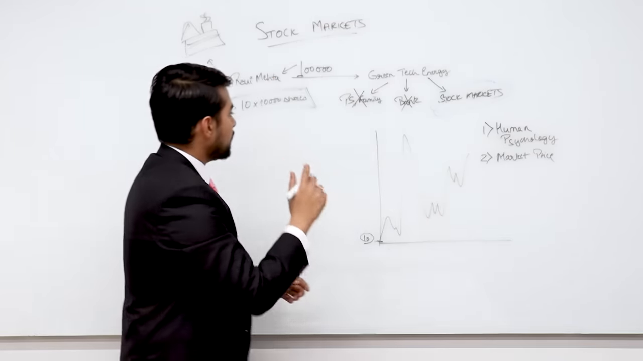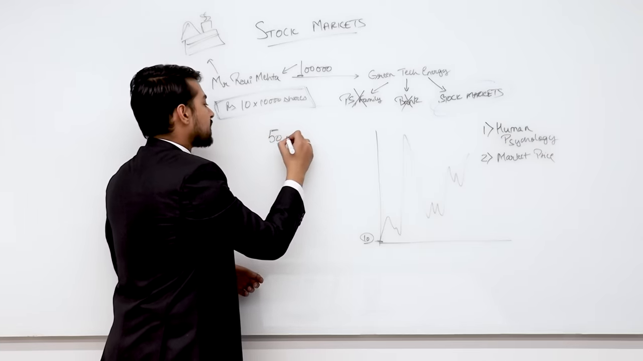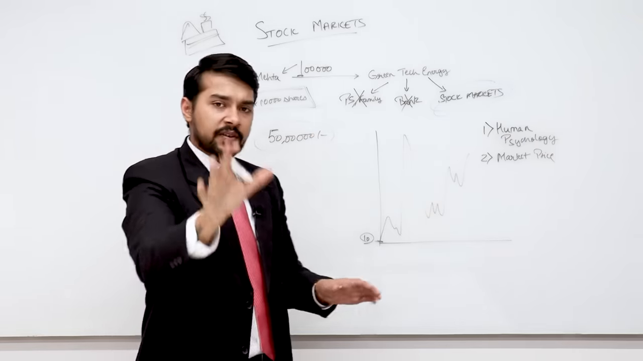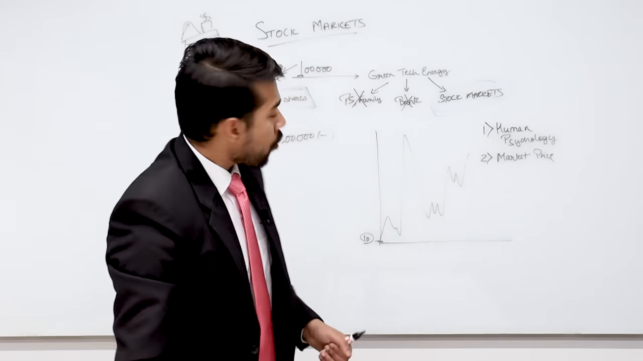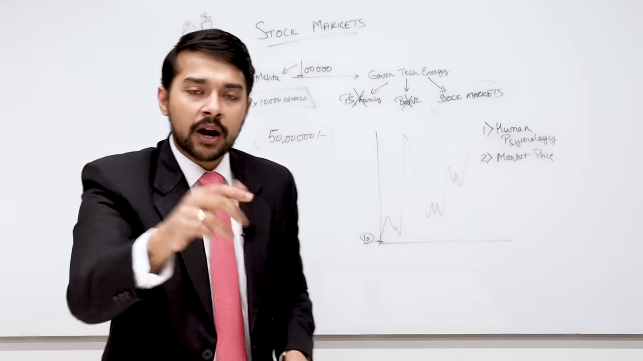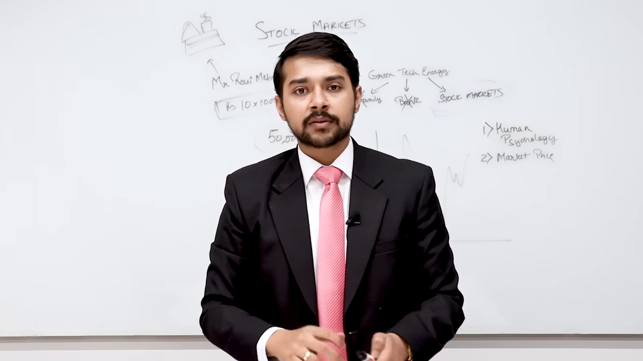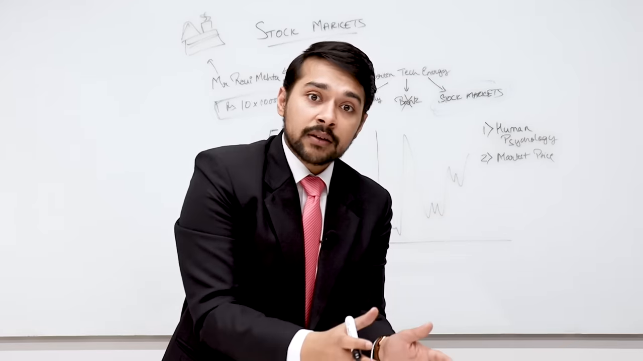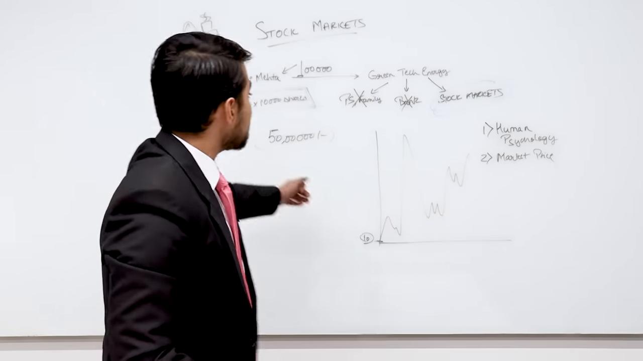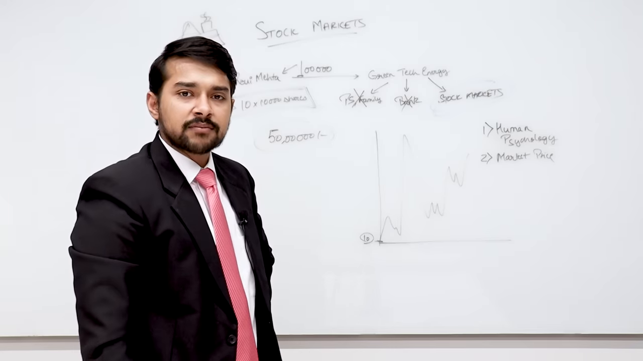So let's assume that that figure is 50 lakhs. Now tell me, who has decided 50 lakhs? That is my question. Has your RWA decided that your house will sell at 50 lakhs? Has your state government decided that? Has the central government decided that? Who is deciding this? Who is fixing this price? Can someone tell me?